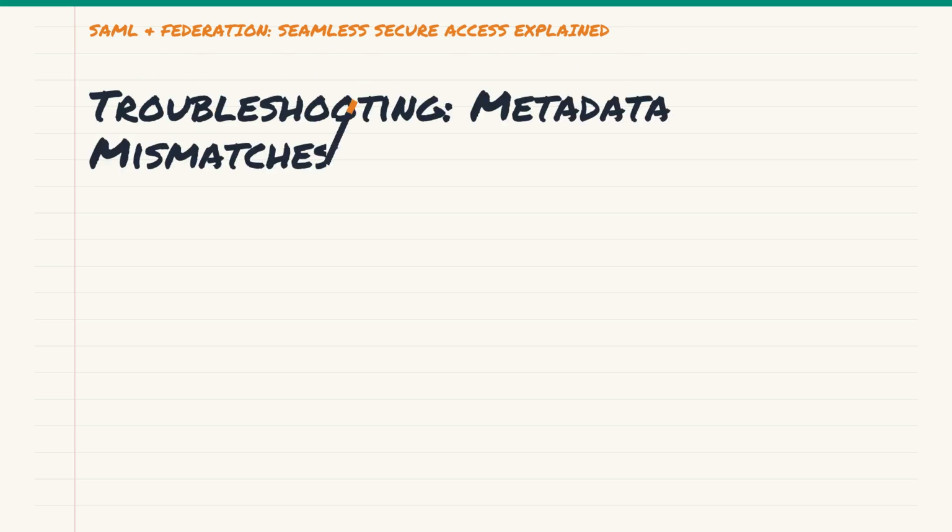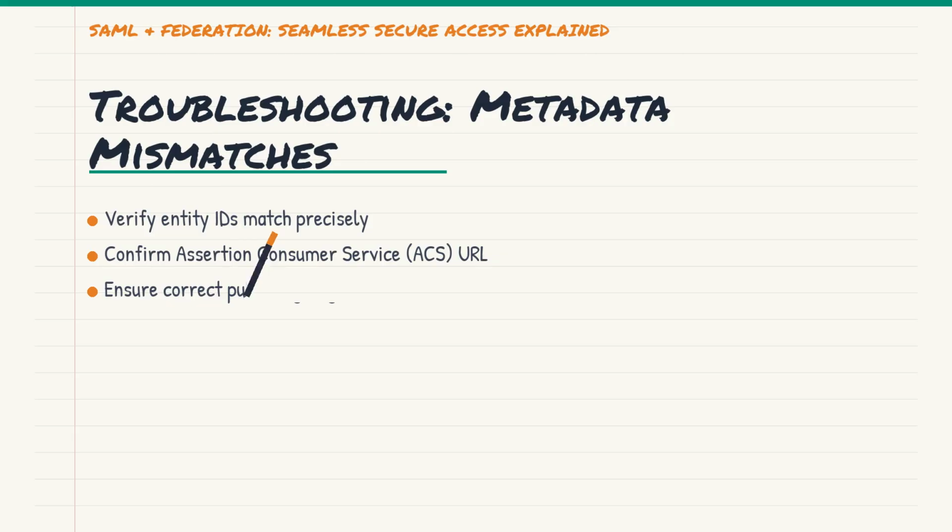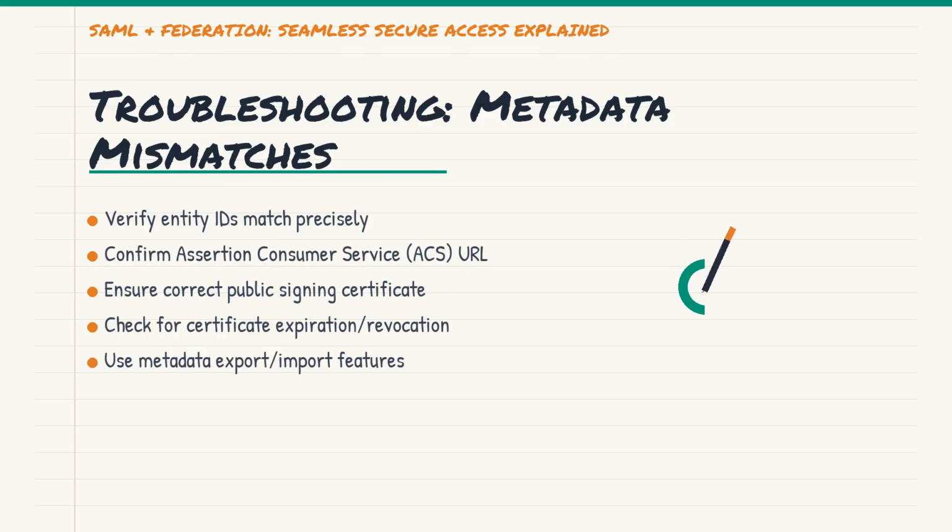Metadata mismatches are frequent offenders. This often happens during initial setup or when certificates are updated. Make sure the IdP's entity ID exactly matches what the SP expects and vice versa. Double-check the assertion consumer service (ACS) URL on the IdP side. This is where the assertion gets sent. And critically, ensure the correct signing certificate public key from the IdP is imported into the SP's trust store, and that it hasn't expired or been revoked. Many cloud providers offer import-export functionality for metadata, which can simplify this, but manual configuration errors still creep in.